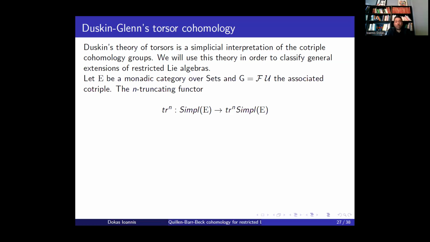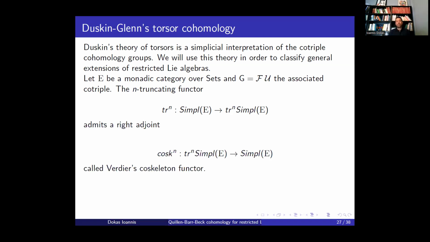So the context is, again, we work in a monadic category over sets. In this category, there is this adjoint pair of functors, which gives rise to a cotriple. There is a functor which is called the n-truncation functor. This functor takes a simplicial object in the category and truncates it at the level n. And this functor, we can prove, has a right adjoint, which is called the Verdier coskeleton functor. In order to construct this coskeleton functor, we need the notion of simplicial kernel. Again, all these definitions can be found in the papers of Duskin.